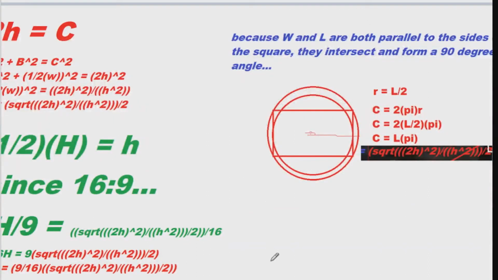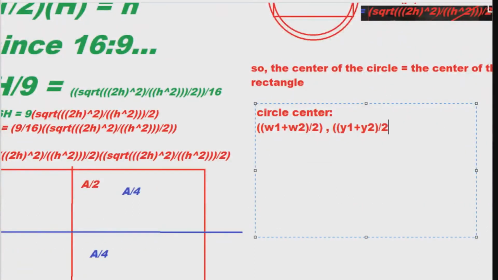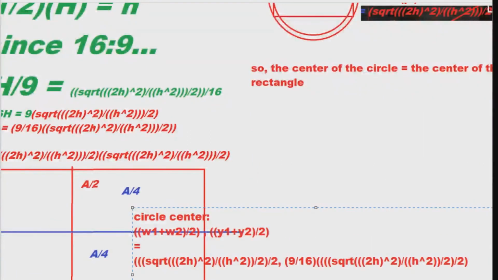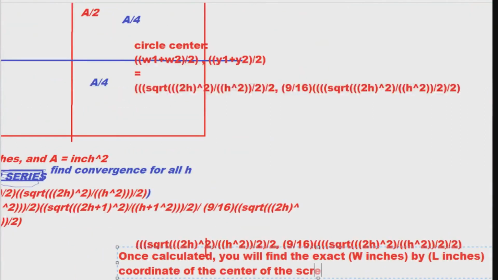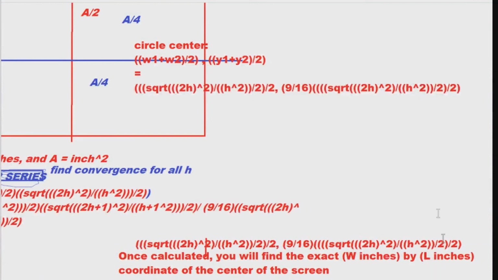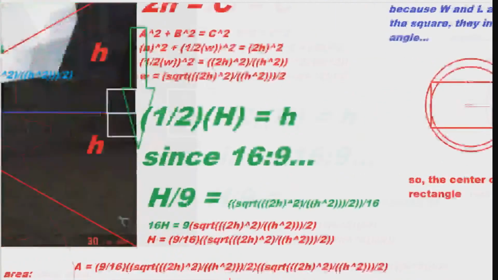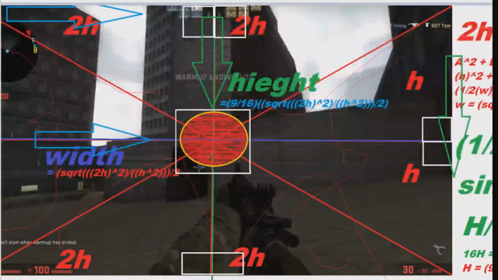If we imagine our length as a radius of a circle, we can get a circumference. The circumference tells us that the center of the circle is also the center of the rectangle. So we can use the formula of a center of a circle and plug it in with our values, meaning that we get this. This handy little formula will give us 2 coordinates in inches of where the center of the screen is located, which is usually found in this region.